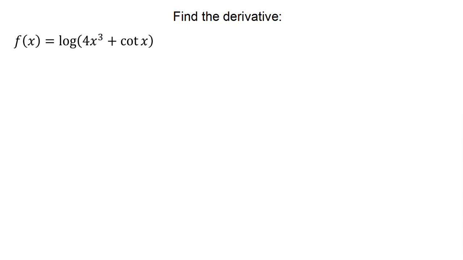All right, just 2 more to go here. We've got the log of 4x cubed plus cotangent x. So you need to remember that when there's no base written, that means common log, right? That's like having log base 10 here. So this is like log base 10. We call it common log. So this is the log base 10 of u, where u is equal to 4x cubed plus cotangent of x.